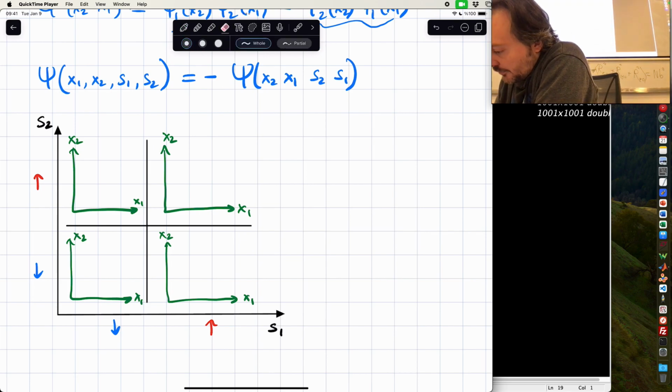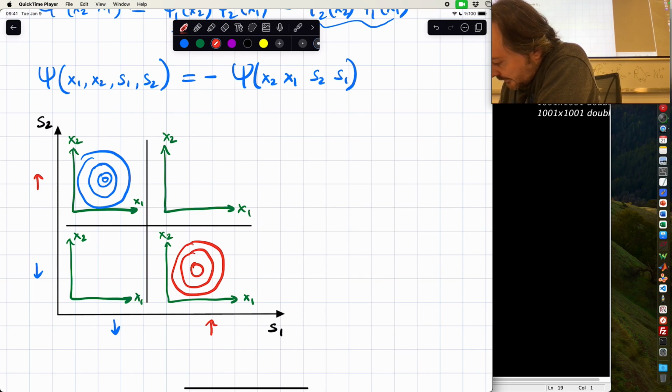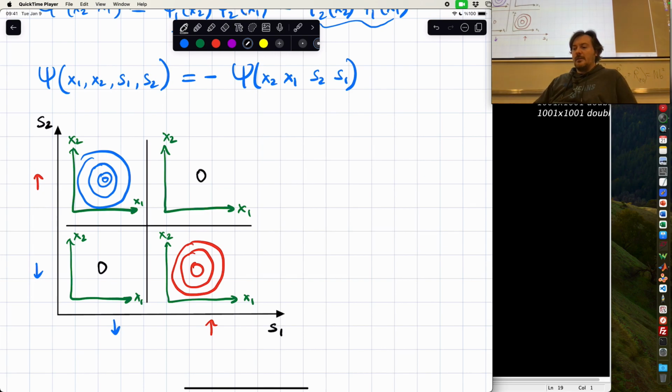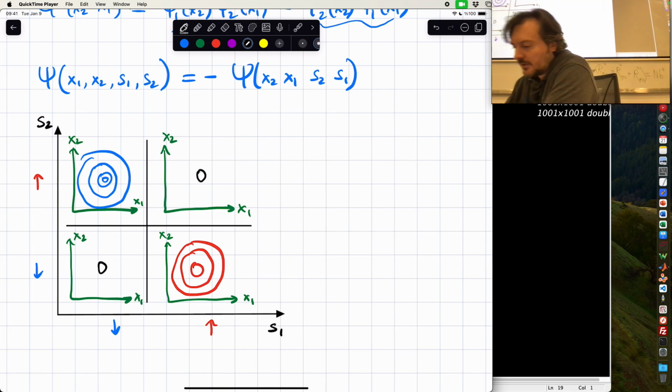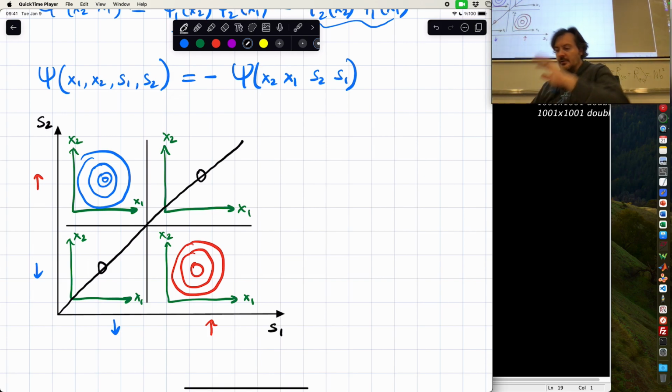Okay, here it goes. I have a plus over here and a minus over here, and 0 over here. So let me draw it with black. Is this antisymmetric with respect to particle exchange or not? Just imagine flipping the whole thing along this diagonal. Then you not only flip S1s and S2s, but you also flip X1s and X2s. Do you see it?